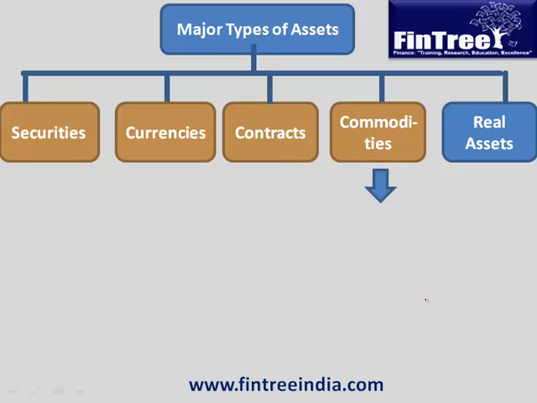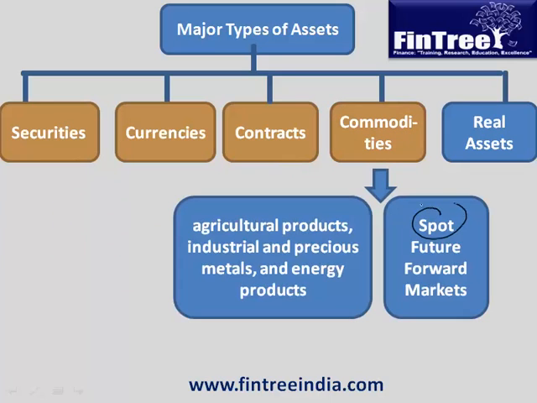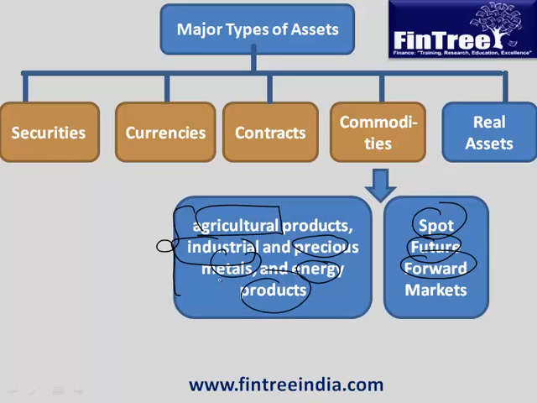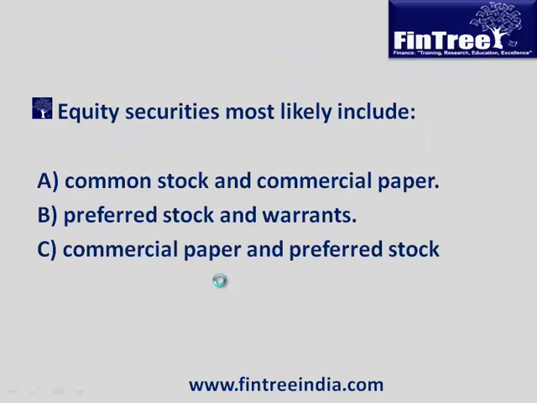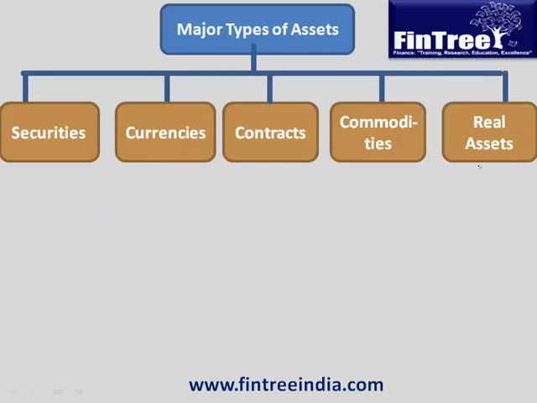Commodities. Commodities can be traded in spot or in future or in forward markets. And what kind of commodities could be underlying here? We can have agriculture commodities or industrial or precious metals, or we can have energy related products. And then real assets. Now real assets again, what are possibility?